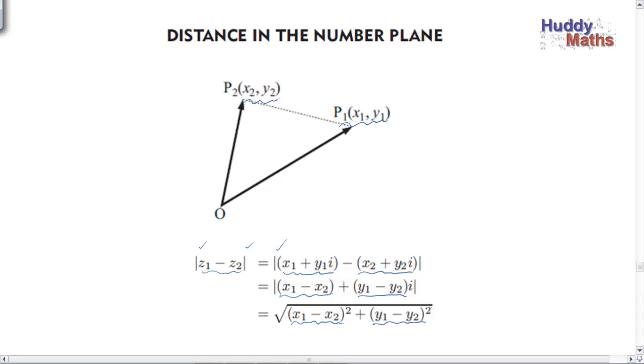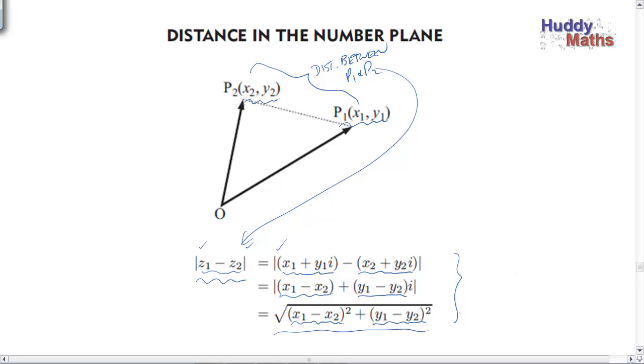Hey, but hang on. I recognise that. That's the distance between these 2 points. Well, that's interesting. So what we've done here, algebraically, we've proven that the size of the difference of two complex numbers is the distance between them. Distance between P1 and P2. Oh, P1 and P2. Now that's interesting. The distance between P1 and P2 is down here, the same using coordinate geometry idea.